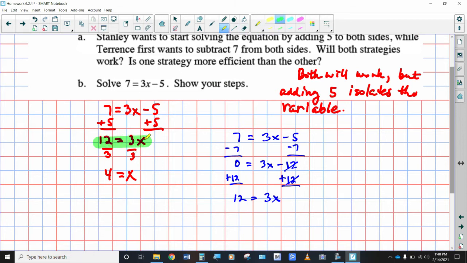So Stanley, doing his move, decided he wanted to get the x's all by themselves as his first move by adding 5 to each side. And he got 3x equal to 12. Well, Terrence took 2 steps to get there, but at least he got there. And so the last step is going to be the same for both of them, dividing each side by 3. So you see that x is equal to 4.